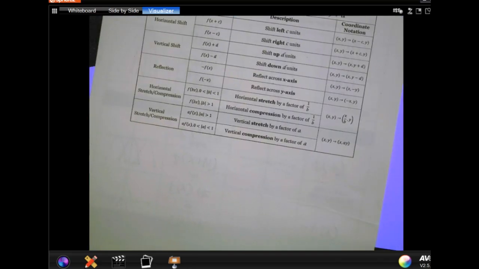So on the back is a cheat sheet of what I just wrote. And so you probably are going to want to keep that handy for when we are graphing, which we're going to start tomorrow. Okay.